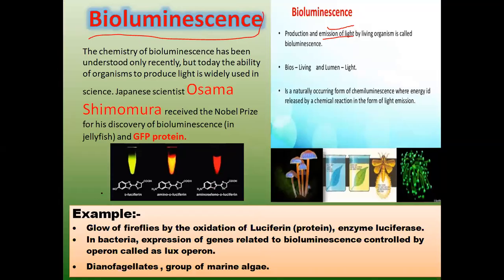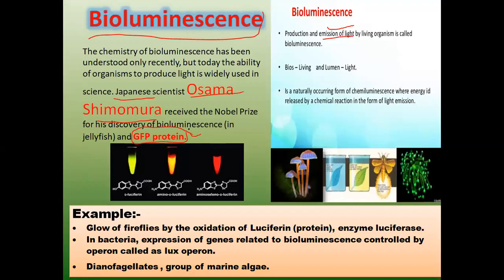For your information, you have to keep in mind Osamu Shimomura. Osamu Shimomura is a Japanese scientist. He first found the GFP protein in a jellyfish. The jellyfish emits colorful light, called bioluminescence. This bioluminescence is because of the GFP protein. Due to that protein it gives colorful light.